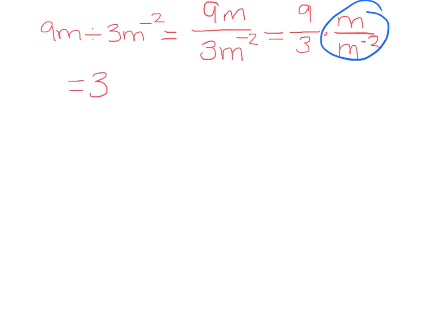Because I have the same common base of m, I'm going to subtract those two exponents. So I have m raised to the 1 minus a negative 2. So when I simplify this, I have 3 times m raised to the 1 minus a negative 2, which is 3. So I have 3 times m to the 3rd.